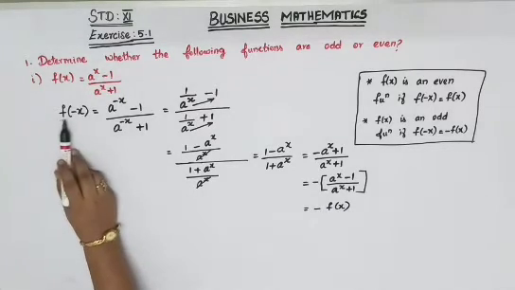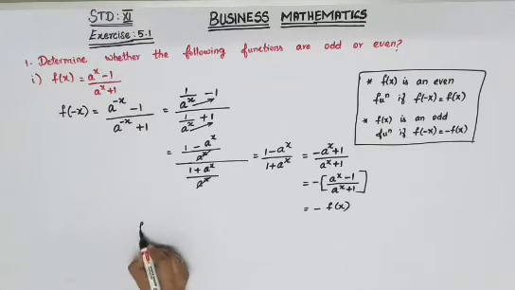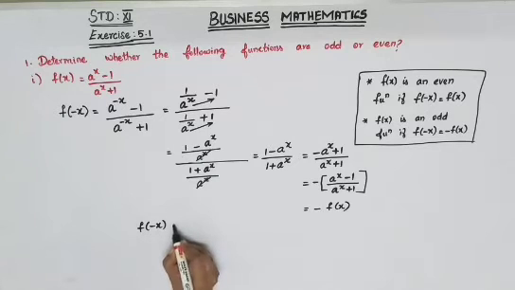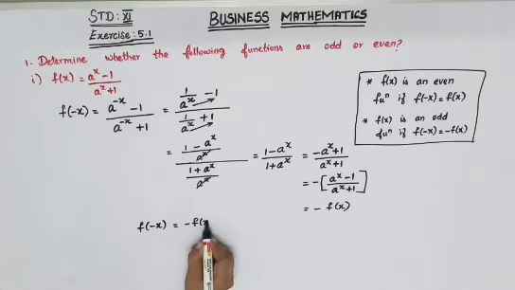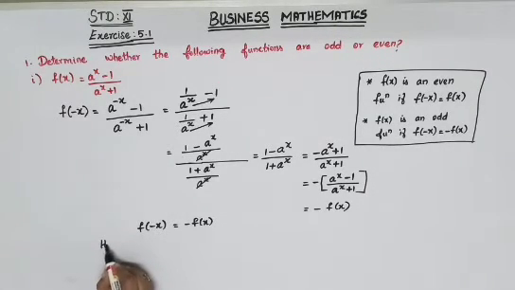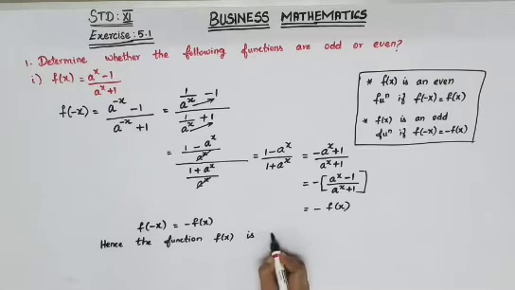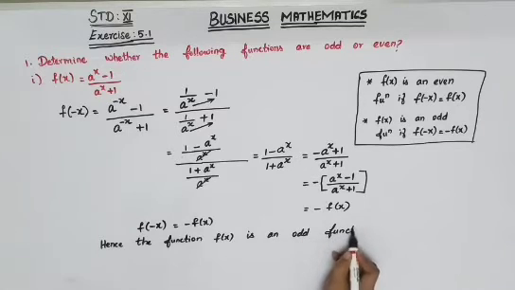We started with f of minus x and we have got the answer minus f of x. So you can write f of minus x is equal to minus f of x. Therefore this is an odd function. Hence the function f of x is an odd function. So this is the answer for the first question, first subdivision.